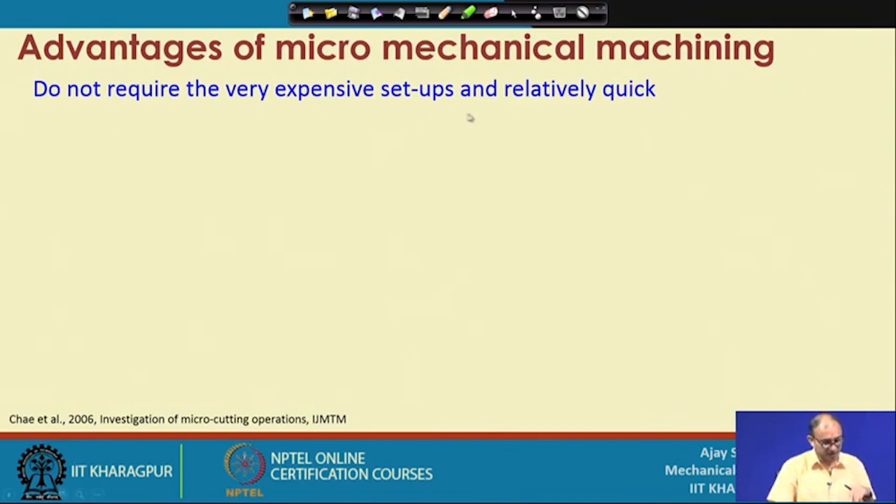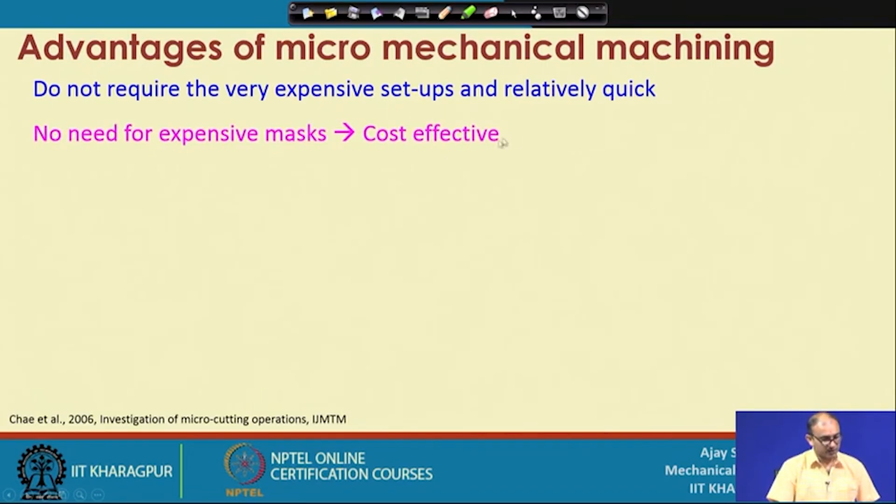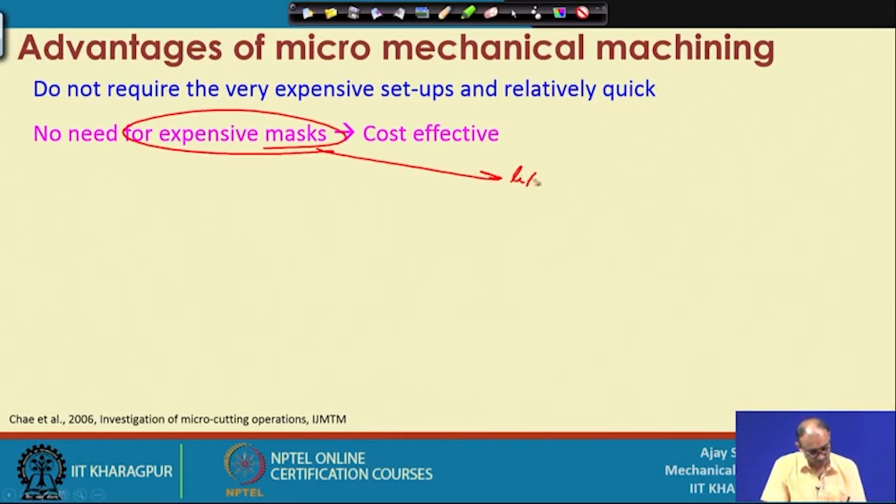Setups are not expensive and are relatively quick, because we know the basic kinematic structure of the machine tool, which is the very same. No need for expensive masks, and it is cost effective. This is related to the lithographic processes, that is, MEMS based.